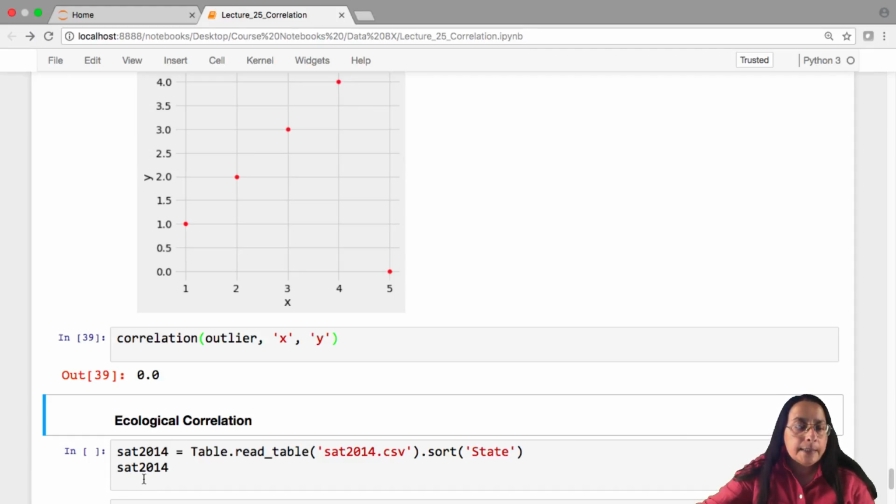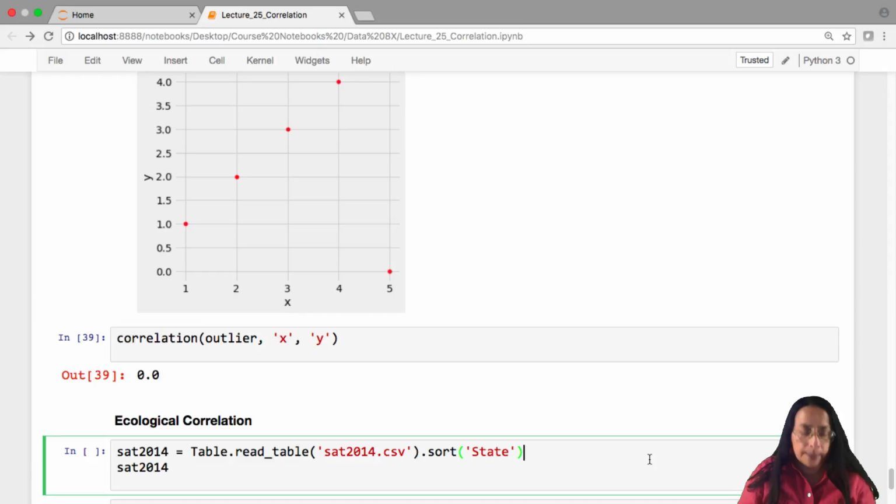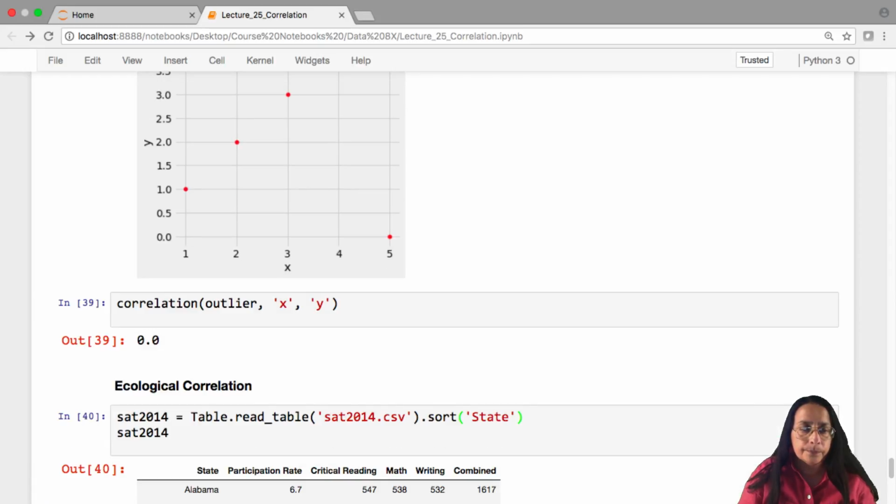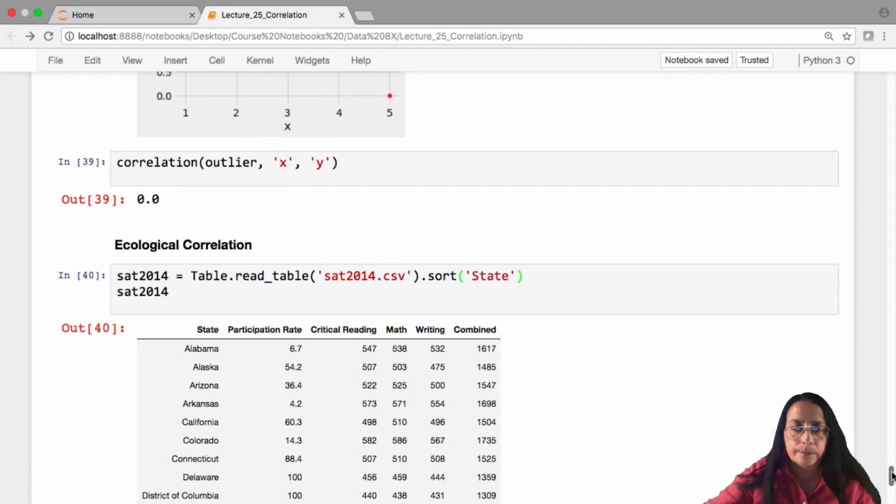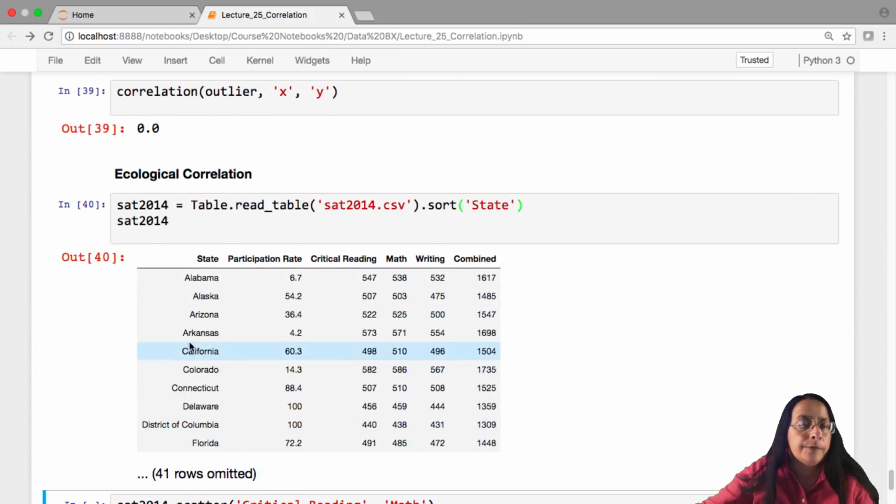The table SAT 2014 contains SAT scores, or average SAT scores, in the different states. Let's look at the table and then we'll see exactly what has been measured. There are 51 points. Each point corresponds to a state, and also there is the District of Columbia, so DC, and that's why there are 51. For each state, these are 2014 scores.